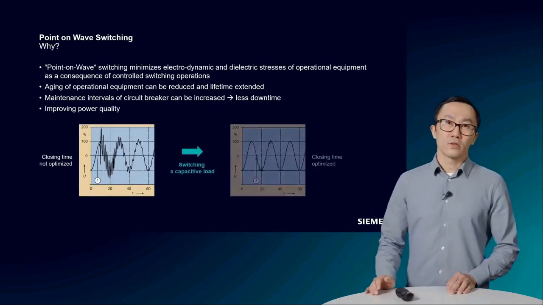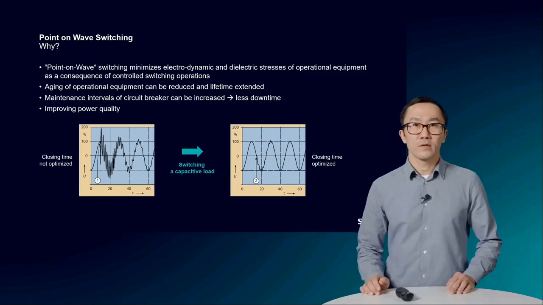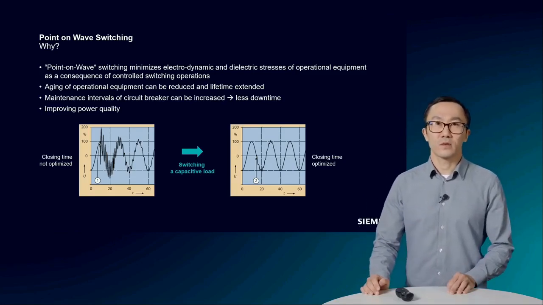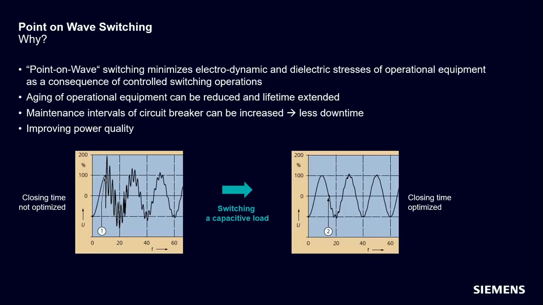So the first question you might probably have is, why do we need point-on-wave switching? Point-on-wave switching minimizes electrodynamic and dielectric stresses of switching devices as a result of controlled switching operation. Thus, aging of equipment can be reduced and lifetime can be extended. Furthermore, the maintenance intervals of circuit breaker can be increased, which leads to less downtime and high availability of the system. Also, the power quality in the system can be improved.